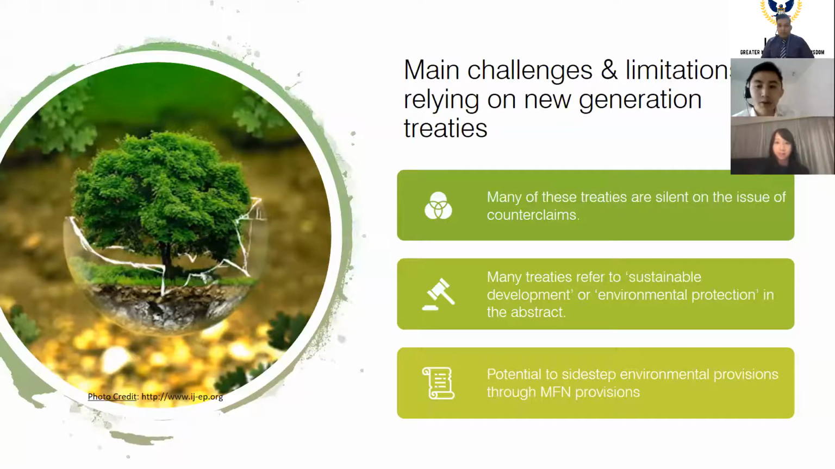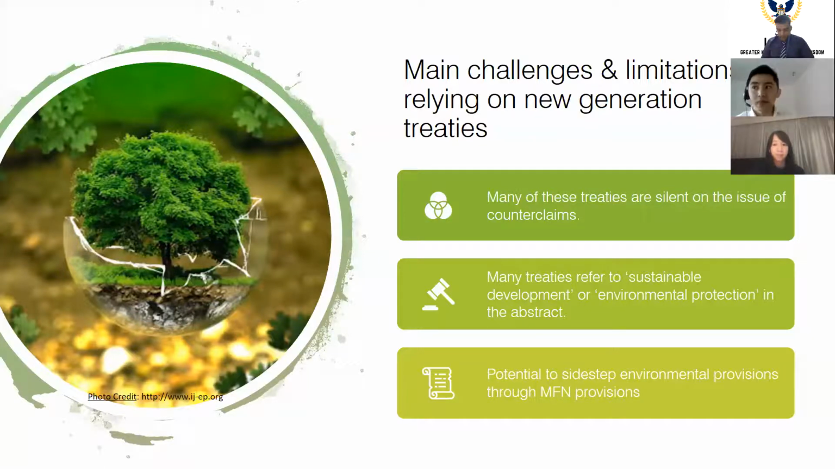The second problem we see is that many of these treaties refer to things like sustainable development or environmental protection without really specifying which aspect or what exactly they're referring to. As we've seen earlier, the definition of environment, the definition of sustainable development can be very broad. It can mean a lot of things and also nothing at all. So we do see a certain degree of uncertainty that will arise from these provisions being quite vague as to what they really are referring to.